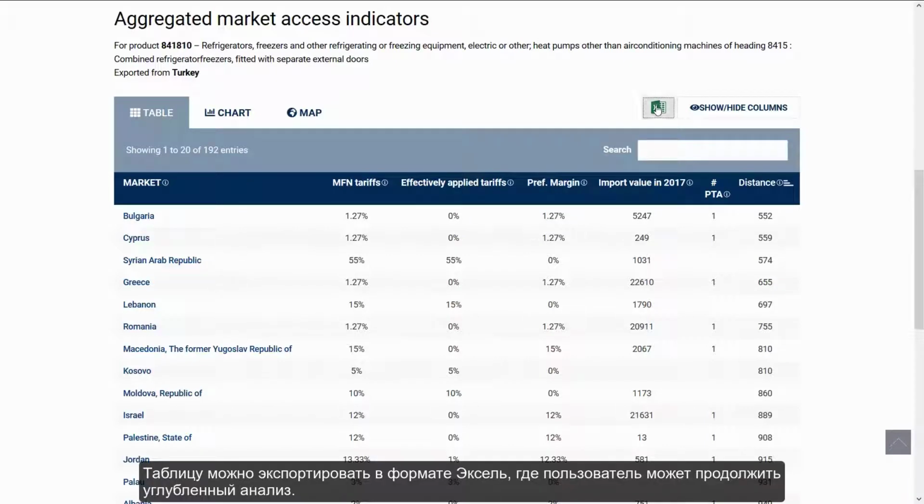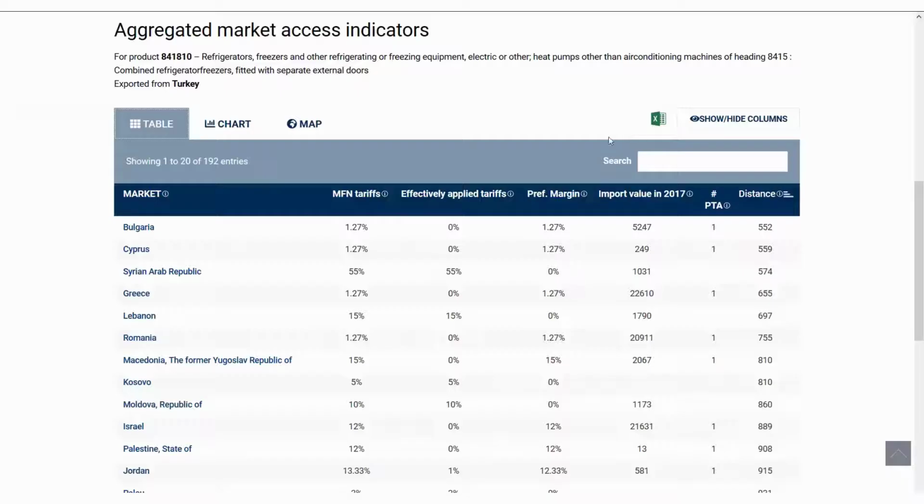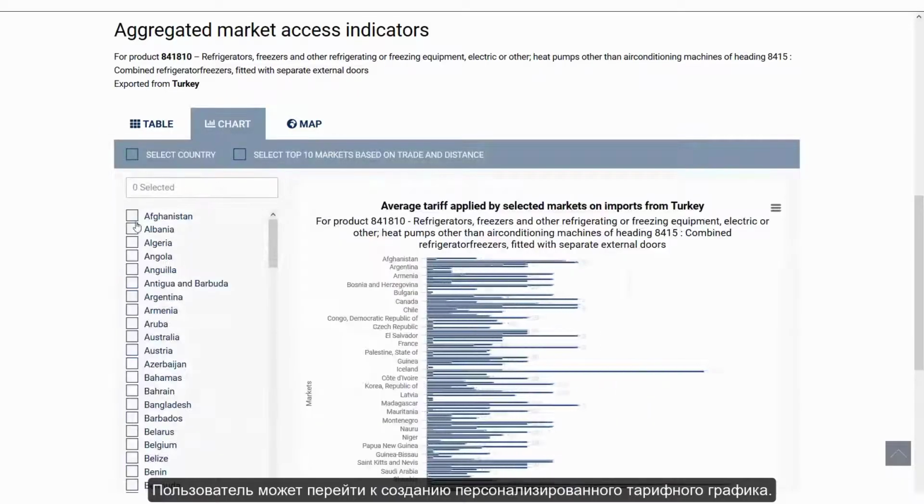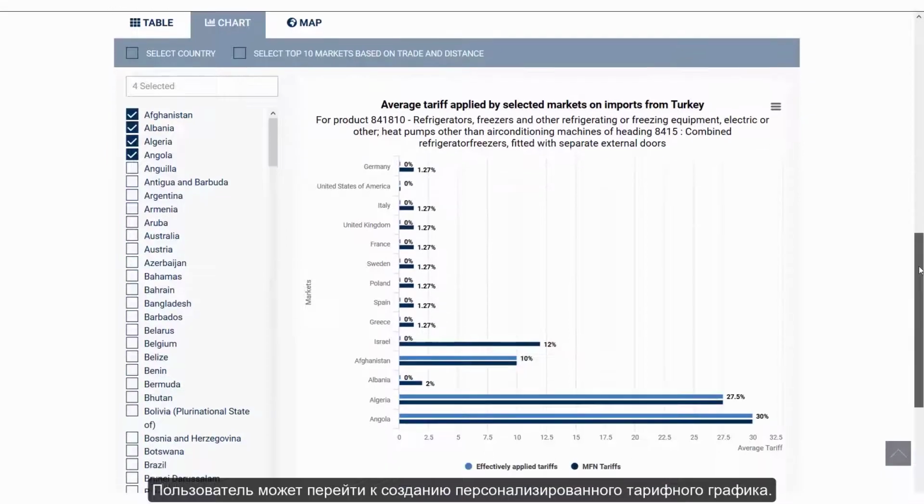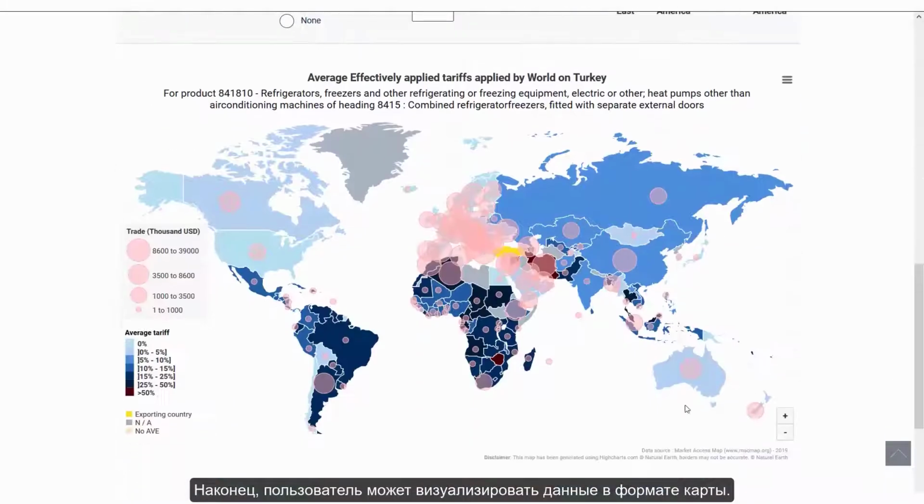The table can be exported into Excel, where user can continue with the in-depth analysis. The user can proceed to generate a customized tariff chart. The user can finally visualize data in a map format.